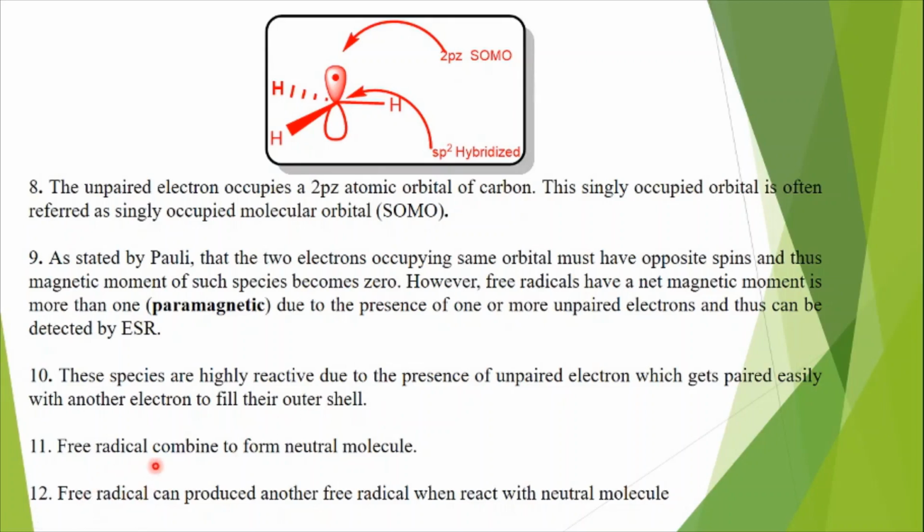Then the next point is free radicals combine to form a neutral molecule. When a free radical reacts with another free radical, they combine to form a neutral, stable molecule. Then the next point is a free radical can produce another free radical when it reacts with a neutral molecule. When a free radical reacts with any other neutral molecule, it converts that neutral molecule into a radical.